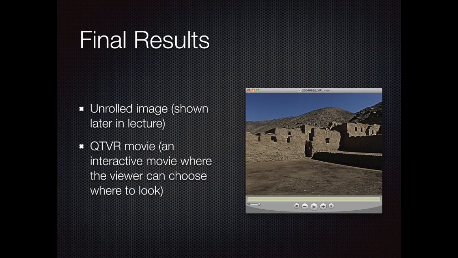Okay, so in terms of final results, we can get two different things. One is an unrolled image, which I'll show you a bunch of in lecture slides. The other is what's called an interactive movie. It was a QuickTime virtual reality movie originally. Now it's being done mostly with HTML5. You've probably been to websites that do this. You go somewhere, you're looking at a hotel room, they have a 360-degree view, and you can look around and have that immersive experience. That's what these allow us to have.